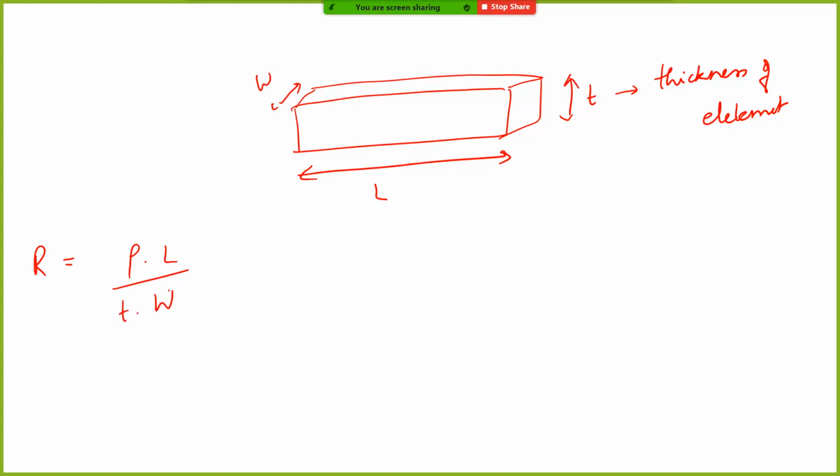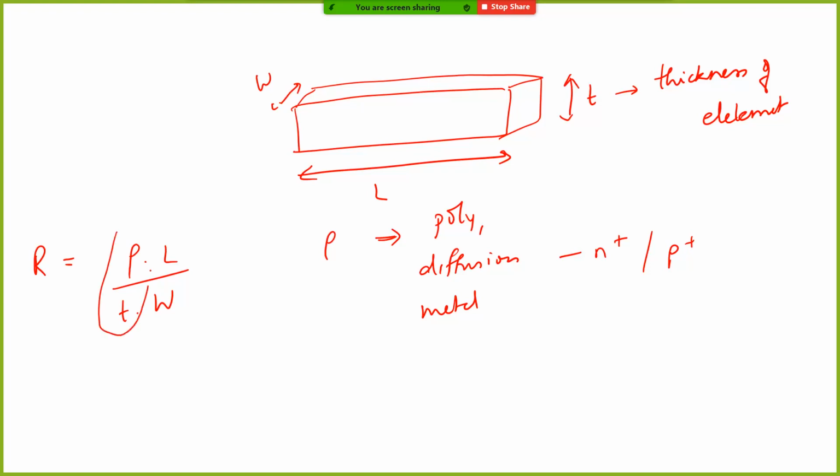Now, this rho depends on whether it is a poly material, a diffusion material, or a metal. Diffusion basically means just the way you build your MOSFETs: your drain and source regions, you diffuse a particular doping into the substrate. It can be N plus or P plus. You do a rectangular shape with a certain width and a certain length, and you end up with this expression for the resistance.